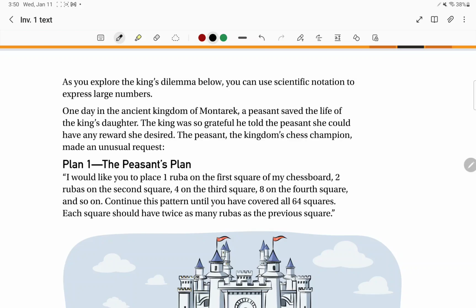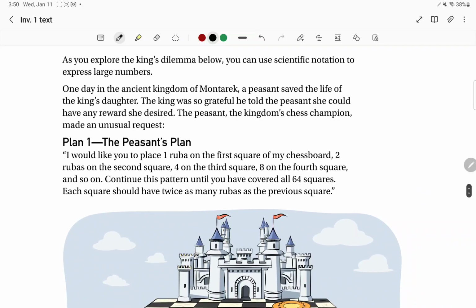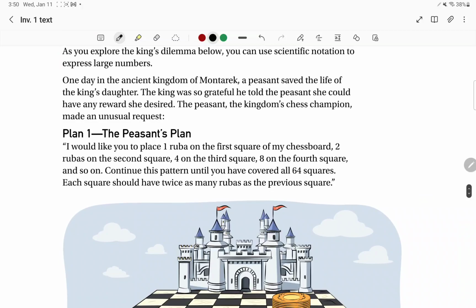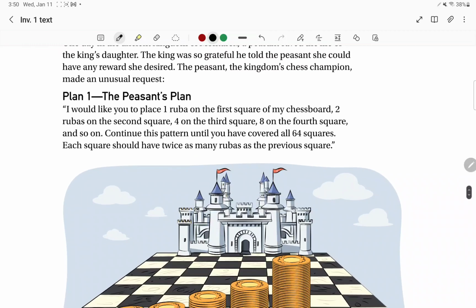Let's take a look at this problem here. One day in the ancient kingdom of Monterrec, a peasant saved the life of the king's daughter. The king was so grateful, he told the peasant she could have any reward she desired. The peasant, the kingdom's chess champion, made an unusual request.